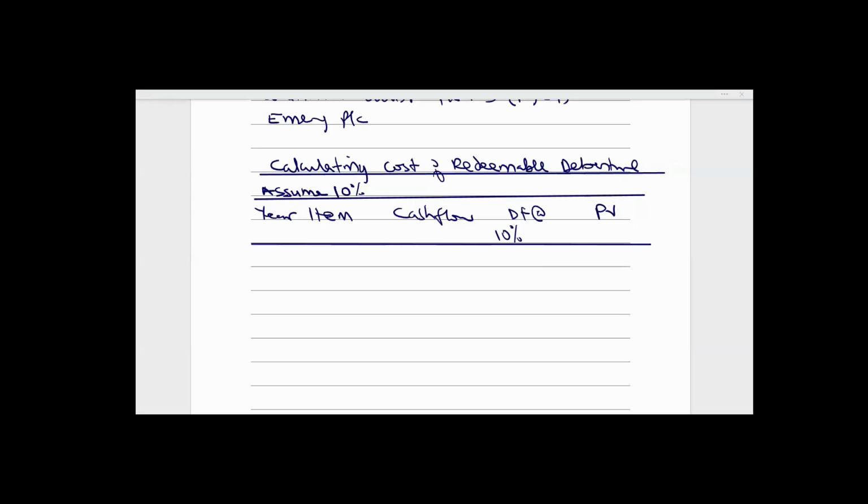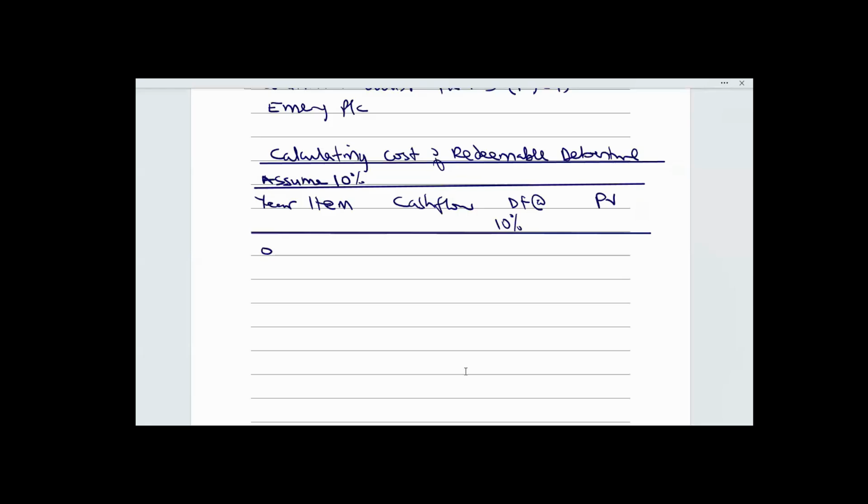Sorry, in year 0, this will be the current market value of the debenture. Then the company will pay annual fixed interest for year 1 to 5. So you then write fixed interest. At the redemption date, which is year 5, this debenture will be redeemed. So you then write redemption value.